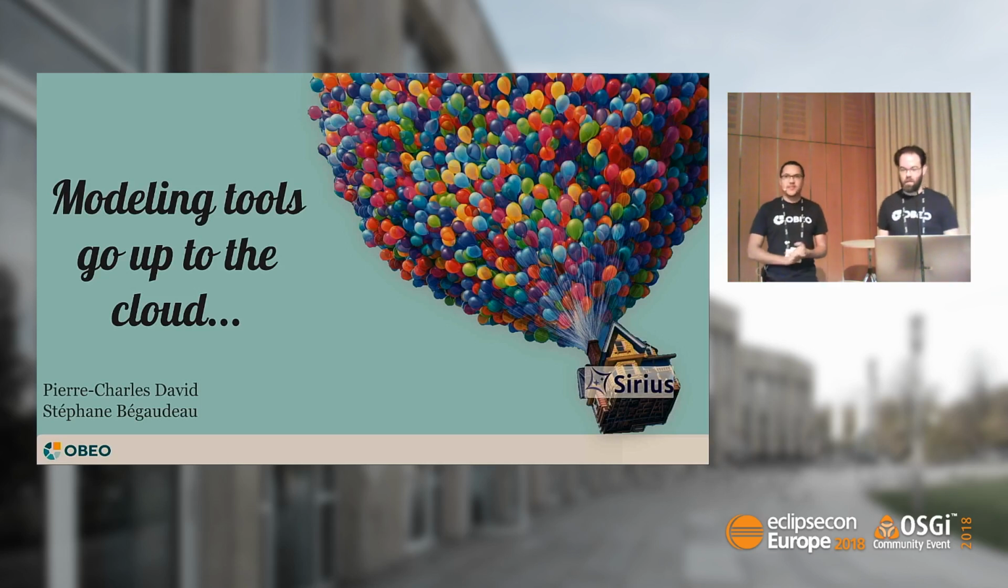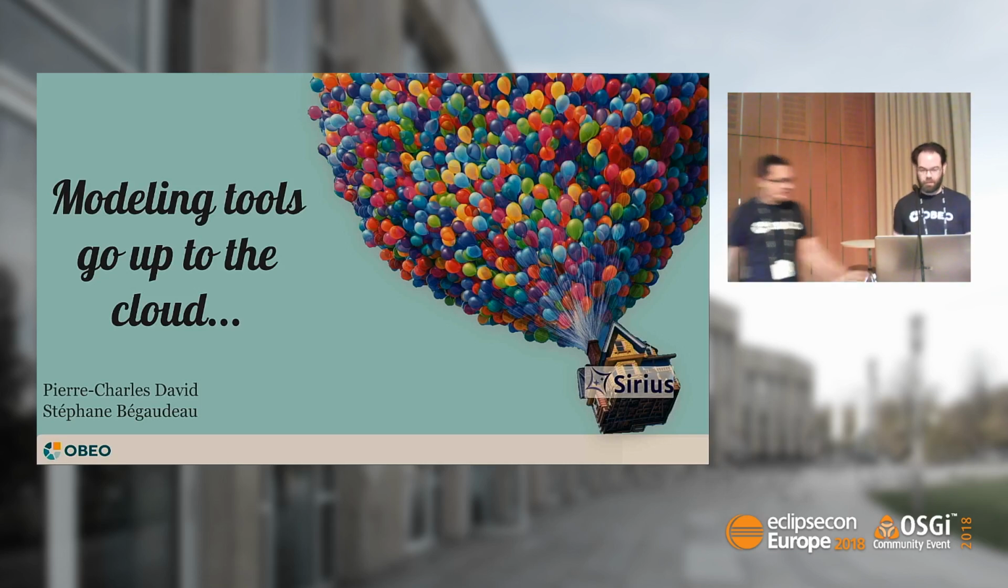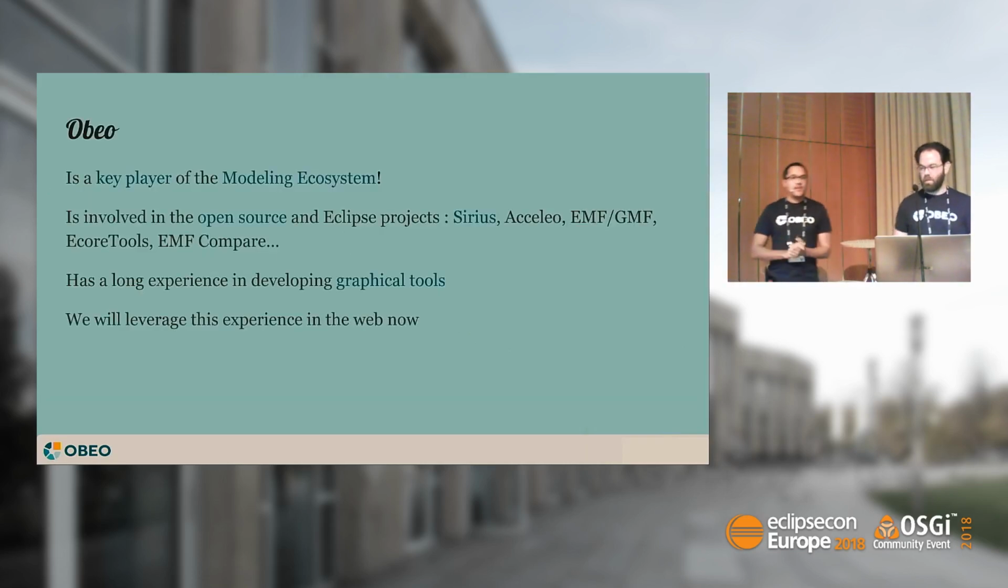And today we are going to talk about our work to bring Eclipse Sirius into the cloud. So Obeo is a key player in the Eclipse modeling ecosystem. We've been involved in several open source projects in the Eclipse Foundation, starting with projects like Sirius and Acceleo. We've also contributed to GMF, Ecore Tools, and EMF Compare. And we've built over the years a long experience in developing graphical tooling. And now we will leverage all of this experience to bring our tools into the web.